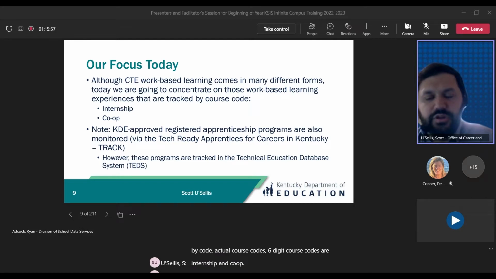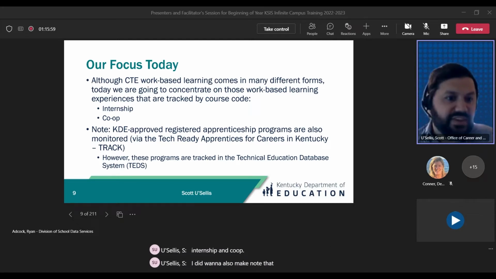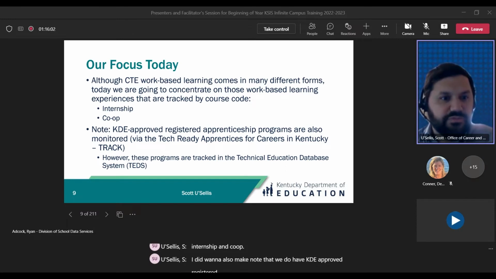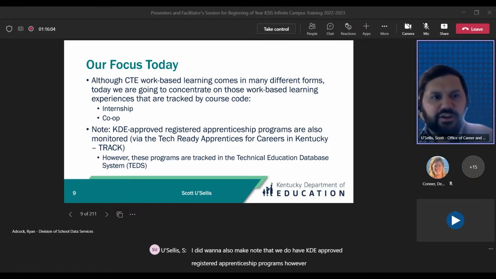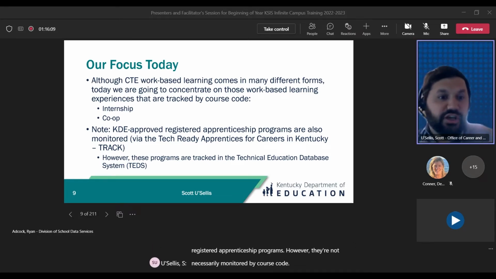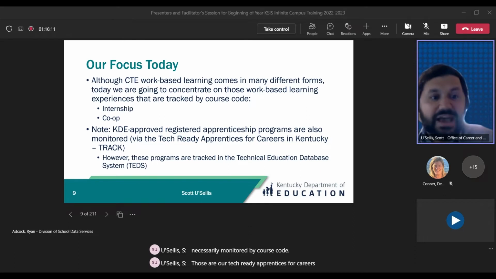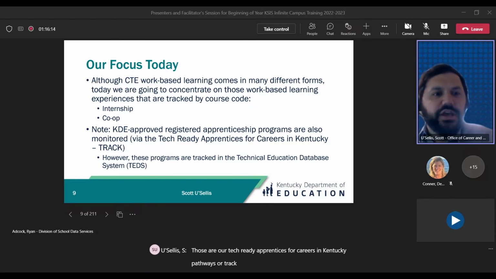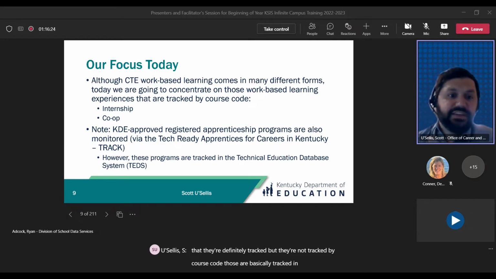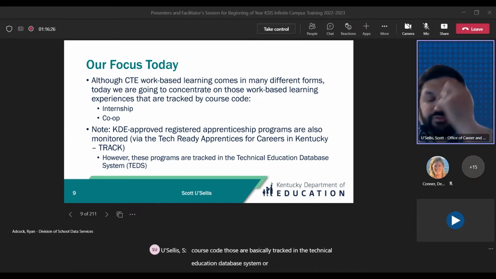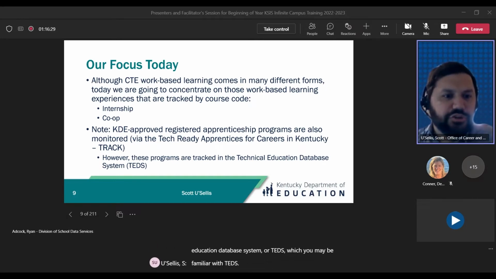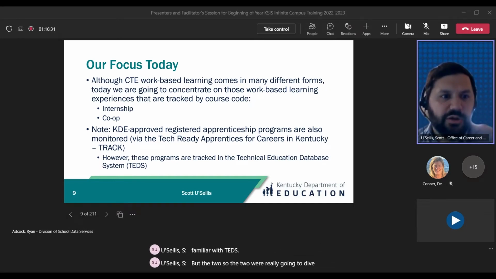I did want to also make note that we do have KDE approved registered apprenticeship programs. However, they're not necessarily monitored by course code. Those are our Tech Ready Apprentices for Careers in Kentucky pathways, or TRACK pathways. They're definitely tracked, but not by course code. They're tracked in the Technical Education Database System, or TEDS, which you may be familiar with. But the two we're really going to dive into are co-op and internship.